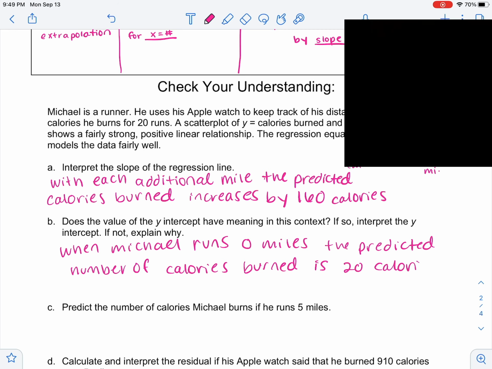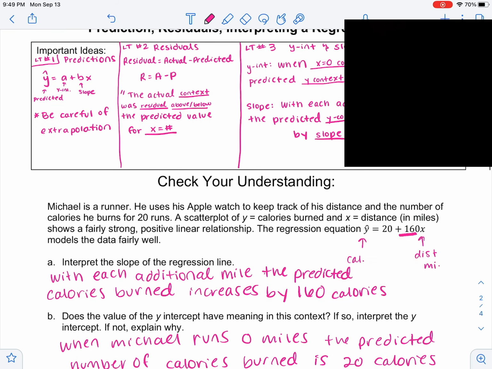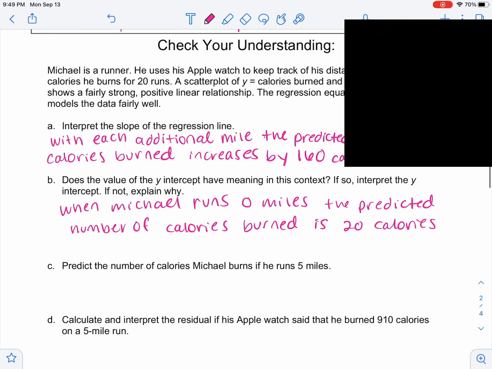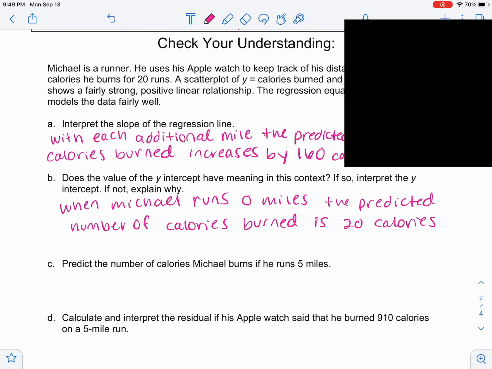And so what does it mean? Does it have meaning in this context? So think about the y-intercept in context of the problem. Does it make sense for 0 miles? Does it make sense for 0 miles to burn 20 calories? Can you run 0 miles? So here there's a little bit of interpretation that you could use. If you don't think that makes sense, that's fine. You could probably get away with it as long as you explain yourself well.